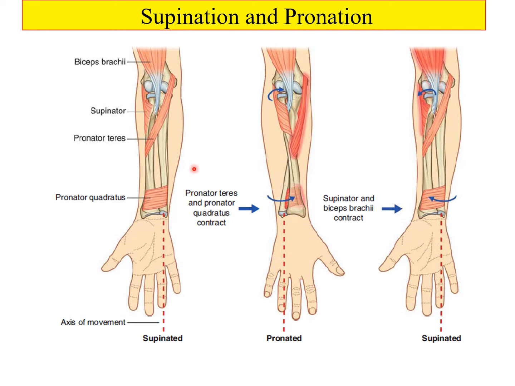So pronator teres and pronator quadratus are doing pronation, and supinator and biceps brachii are doing supination. Now biceps brachii is known as a powerful supinator along with the supinator. If there is no resistance to the hand, then supinator can perform the movement of supination, but on the other hand biceps brachii is stronger in performing supination as compared to supinator.